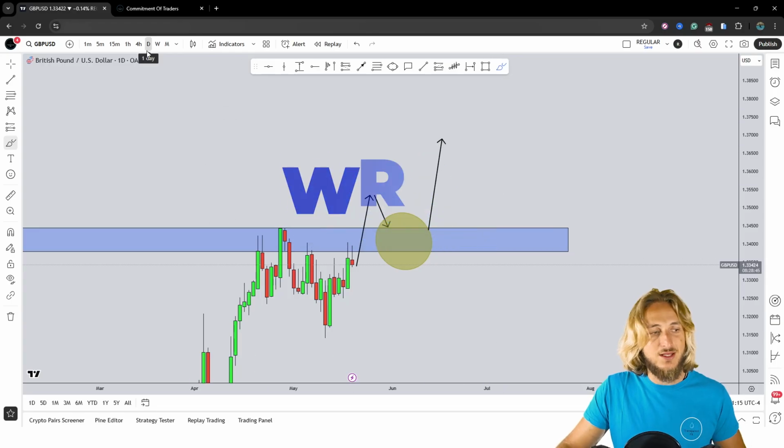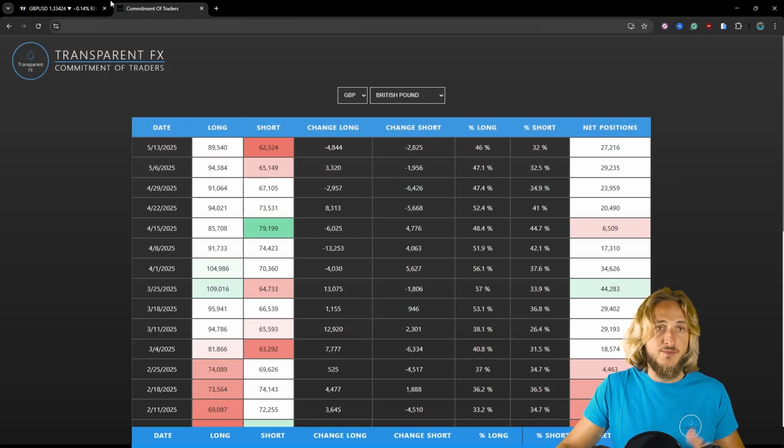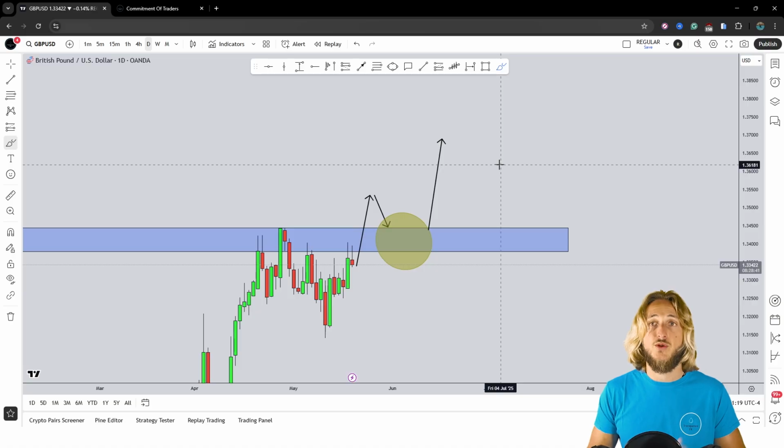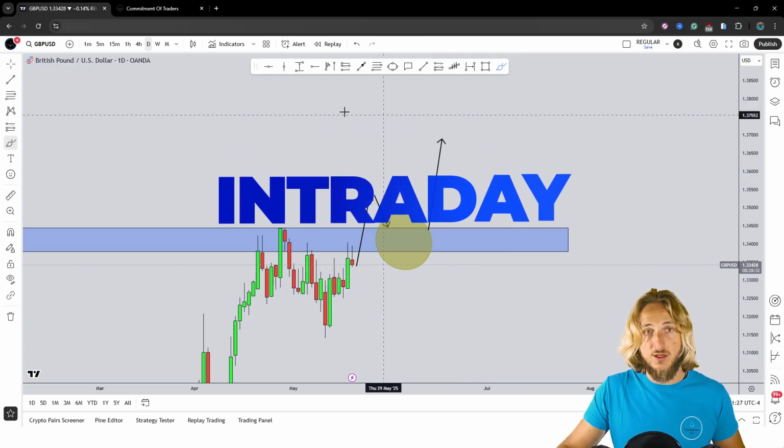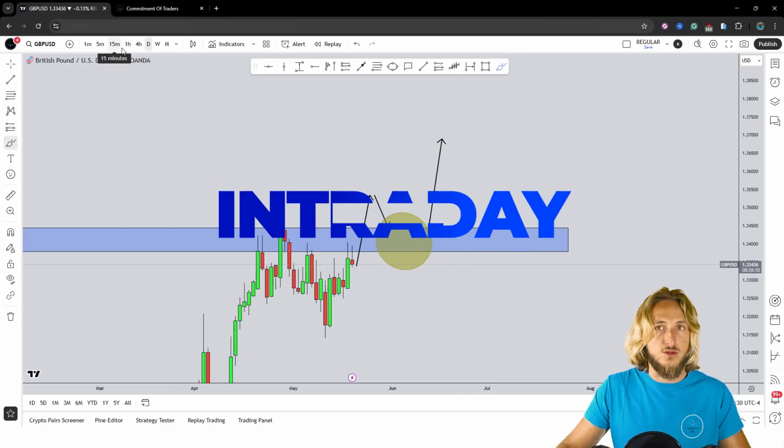The monthly, weekly, and daily timeframes combined with the COT data, those are the best timeframes when it comes to the directional aspect of the market. However, when it comes to identifying early shifts in the trend of a market, the best timeframes for that are the intraday timeframes, so 4 hour and lower.